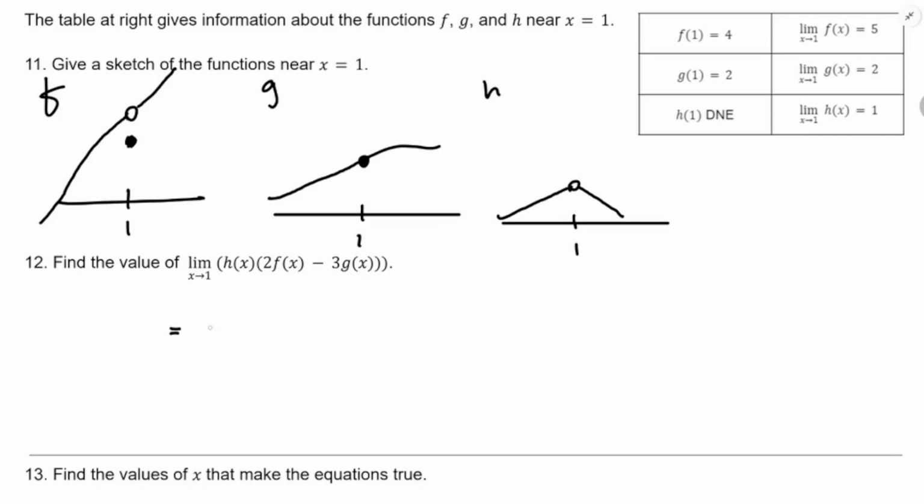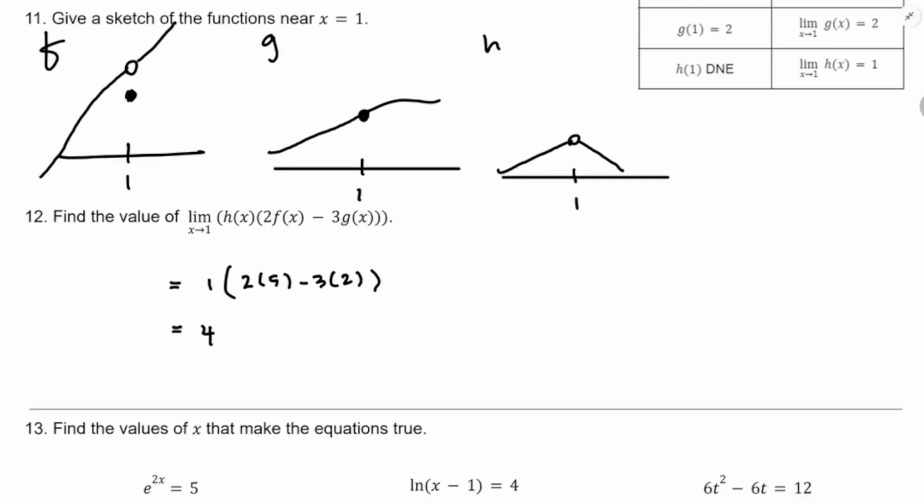That's not a very interesting problem. Multiplied by 2 times the limit of f, which is 5, minus 3 times the limit of g, which was 2. Okay, 10 minus 6 is going to be 4, which was multiplied by 1. So I've got 4 there.